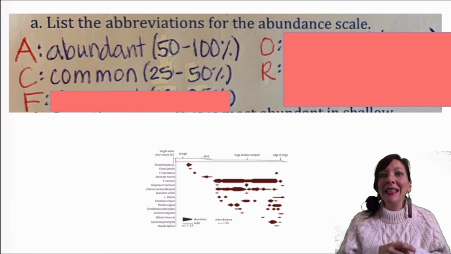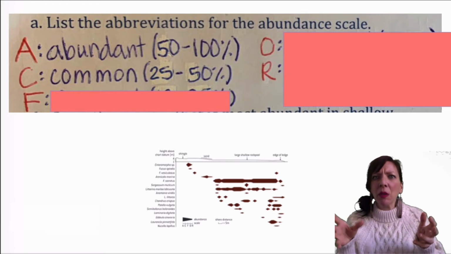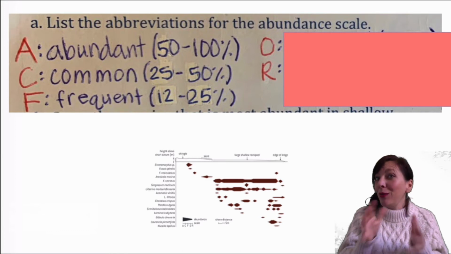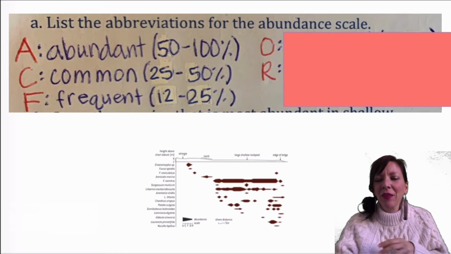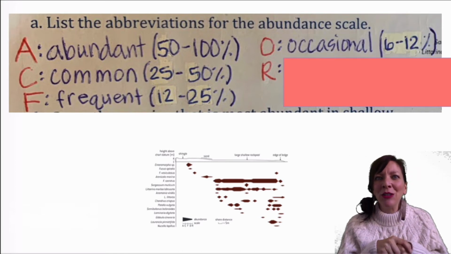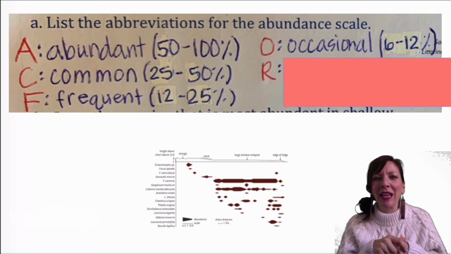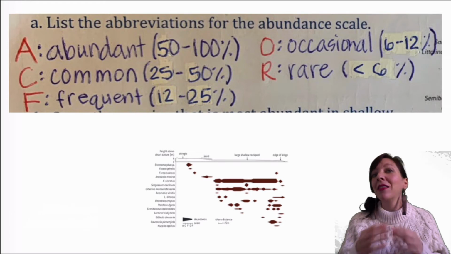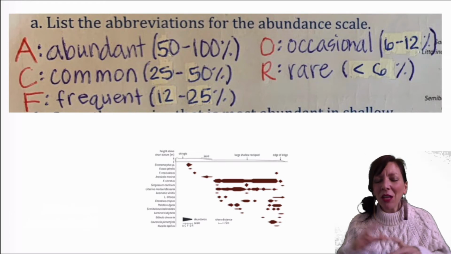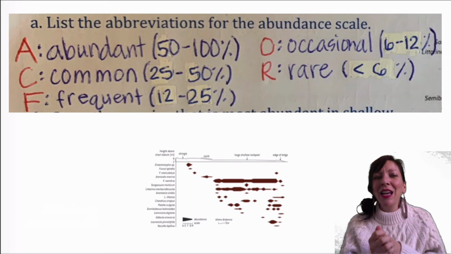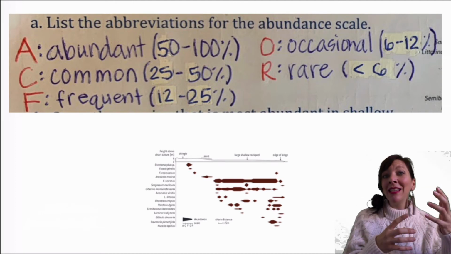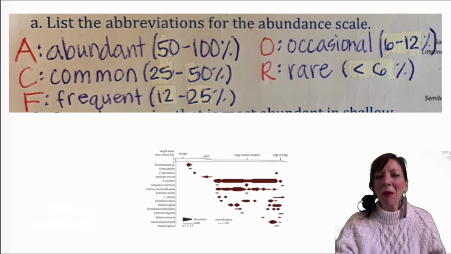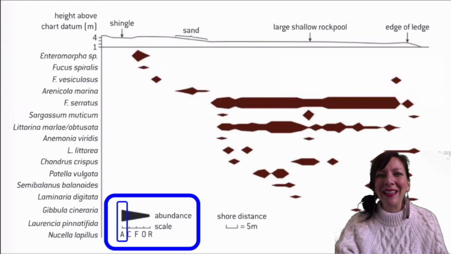Or maybe C, it's common, about 25 to 50%. Or maybe it's F, it's frequent, 12 to 25%. O, meaning occasional, 6 to 12%. And R, standing for rare, less than 6%. So when you survey the species, you would find that they might be abundant all the way down to rare, or not even present. Fantastic. Let's jump back into that diagram.